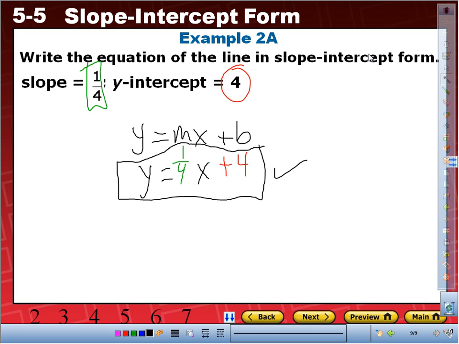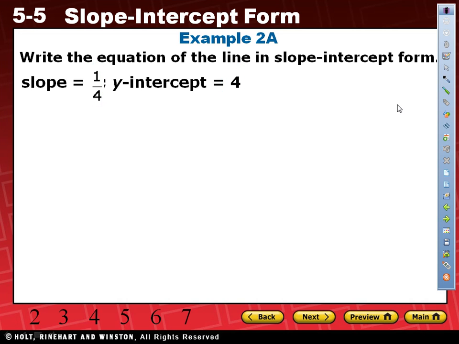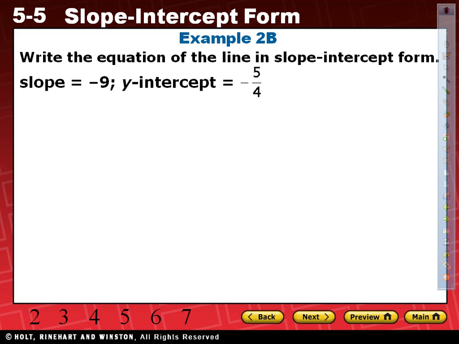Easy. Let's do another one. Example 2B. For this next one, you don't need to copy the text. Just write the slope and the y-intercept and write your equation. See if you can do this next one by yourself. There it is. The slope is -9. The y-intercept is -5/4. They're not asking to graph. They're just asking to write the equation.